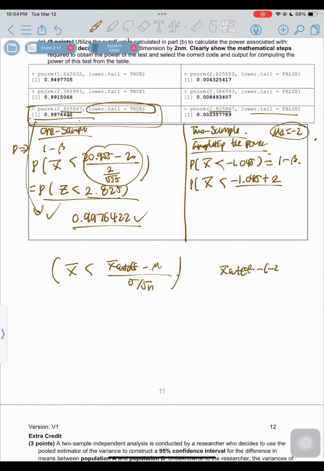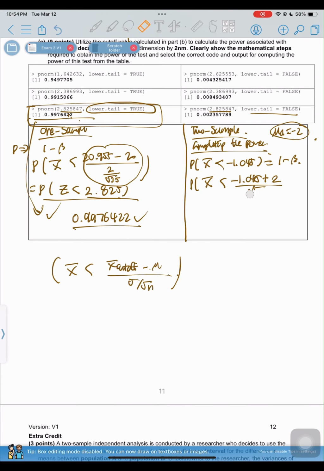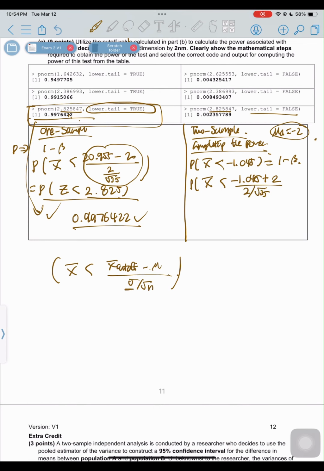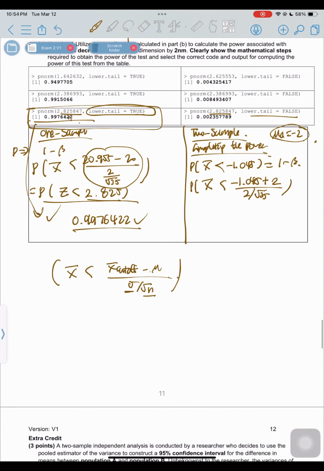so x cutoff minus 2, that just becomes positive, right? So that's why it just becomes plus 2. And then plus 2 over 2 square root of 35, because we have the sigma value as 2 and the m value as 35, so you just plug it in. So if you punch it in, this is the standard deviation, so z value less than 2.825 if you punch it in the calculator.